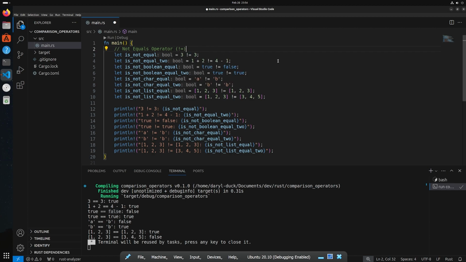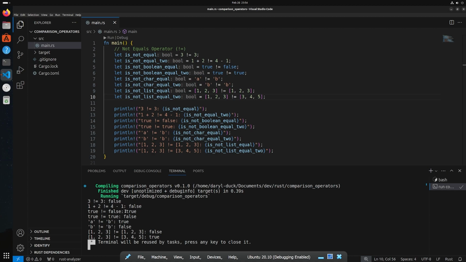Cool. Now you just think the opposite, right? So if 3 double equals 3 was true, then 3 not equal to 3 is obviously going to be false, right? And so on and so forth. So let's just run this, and we should get the opposite results, right? So 3 not equal to 3 is false. That's correct. 1 plus 2 is not equal to 4 minus 1. Well, we know they both equal 3, so that's false.